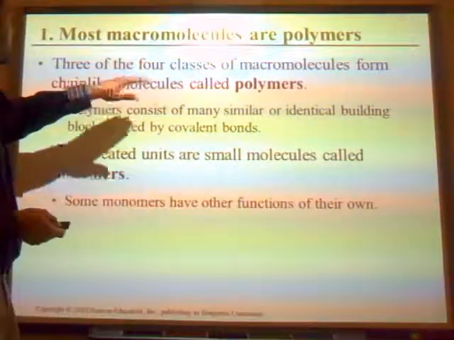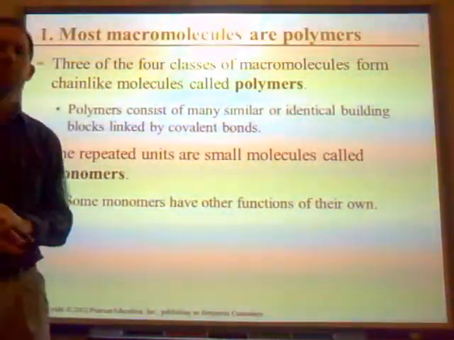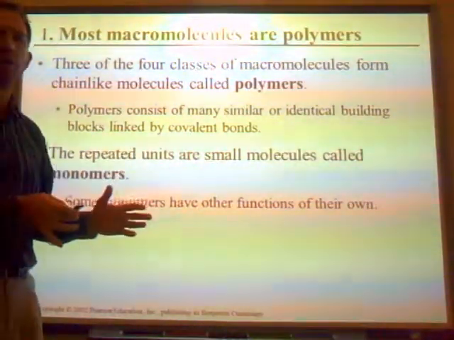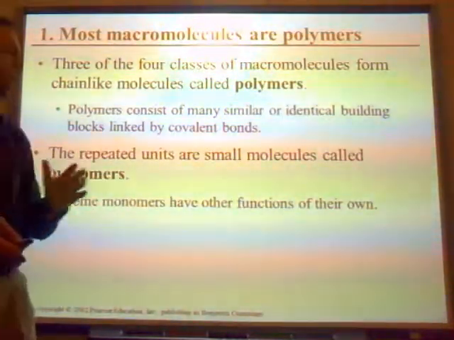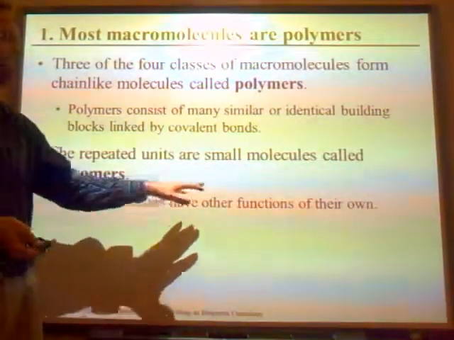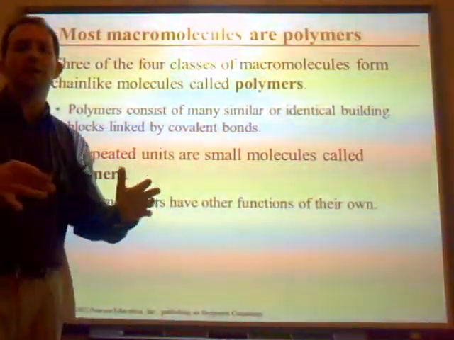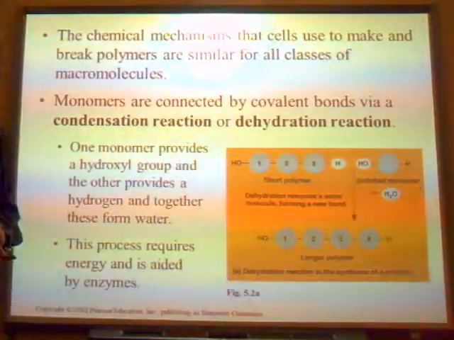So polymers, again, these are classes of macromolecules that are formed by chain-like molecules called polymers. Polymers are the large guys, and then we have repeated units of smaller molecules that we call monomers. And these monomers are actually going to have functions of their own, and when you add them together, you're going to get new functions that are going to occur on the polymer region.